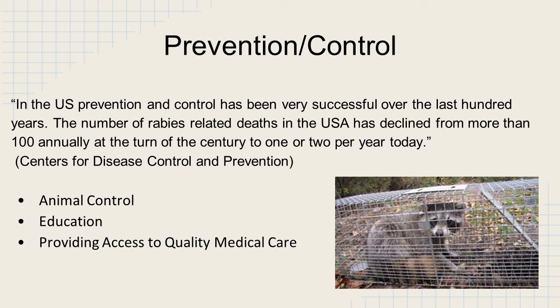In the US, prevention and control has been very successful over the last 100 years. According to the Centers for Disease Control and Prevention, the number of rabies-related deaths in the US has declined from more than 100 annually at the turn of the century to 1 or 2 per year today. Prevention and control is a key part to preventing an outbreak. The source of rabies can be eliminated through animal control, education, and providing access to quality medical care.